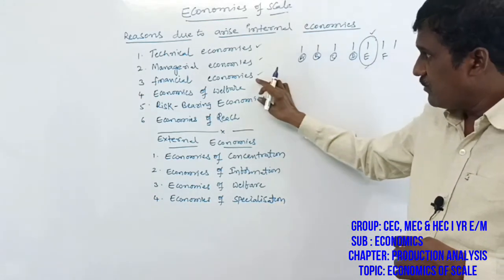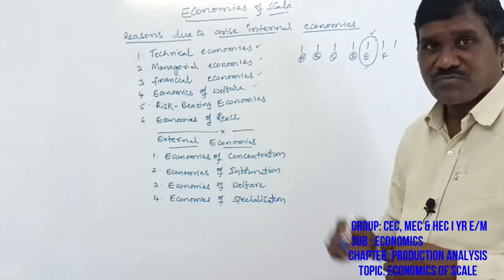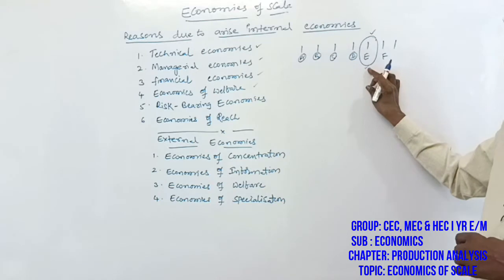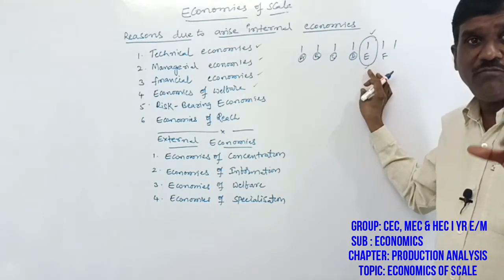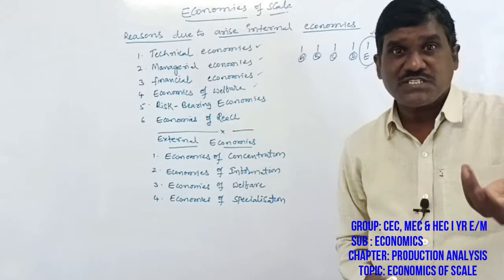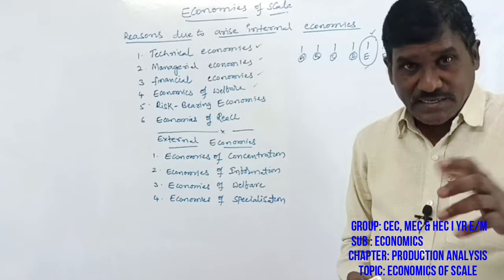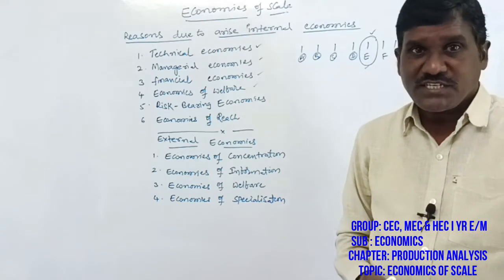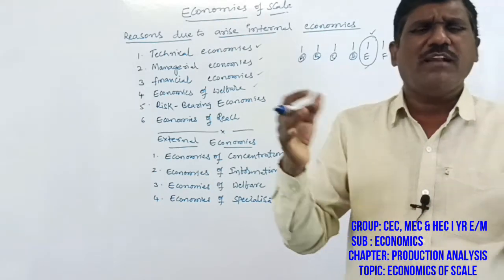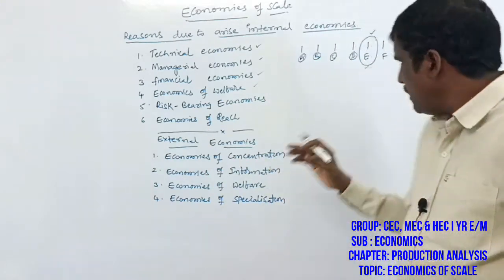E means financial economies. Then economies of welfare. The E firm management provides welfare activities for the laborers. It can provide education facilities for their children, water facilities, and health facilities for the laborers. So many welfare activities are conducted by the management.